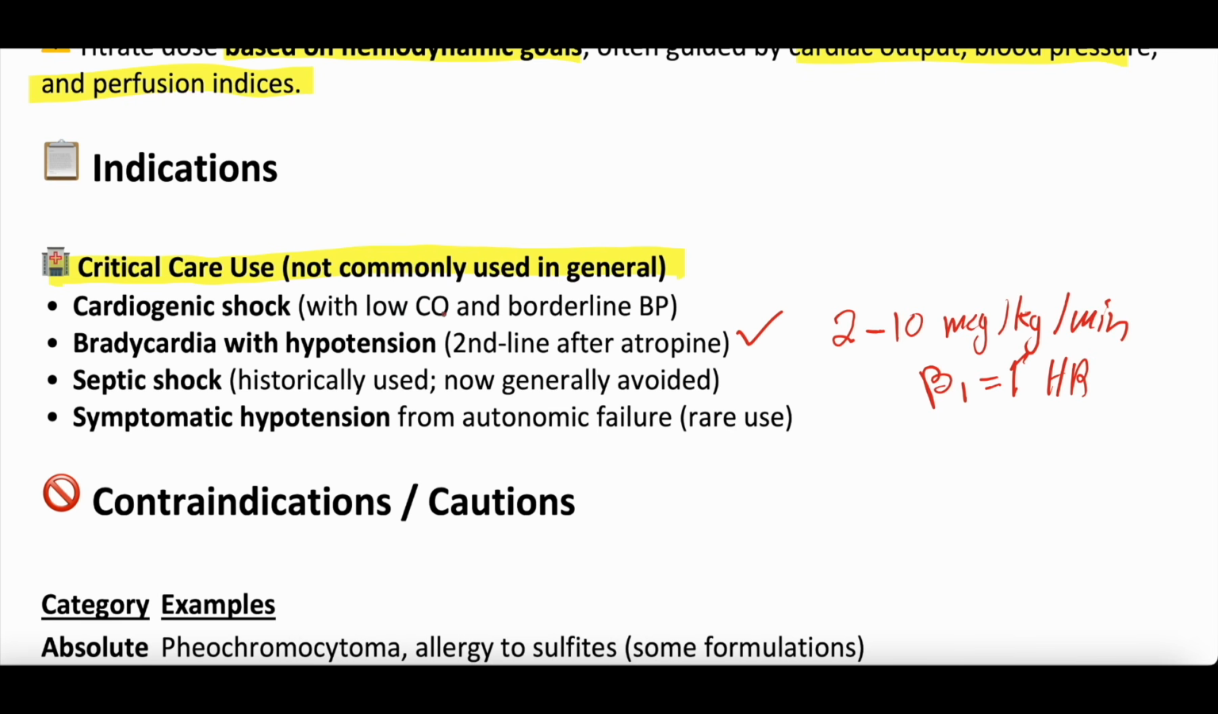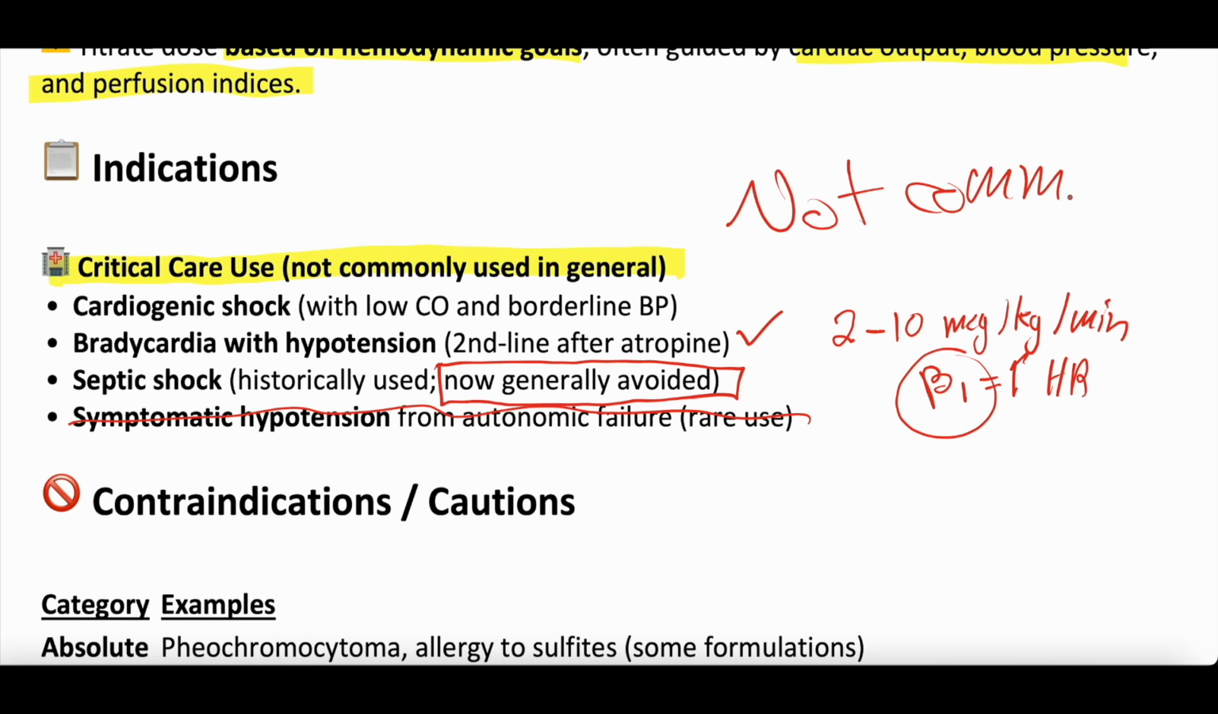Some people still use it in cardiogenic shock, right, at those 2 to 10 microgram per kilogram per minute doses, primarily affecting beta-1 receptors, although we don't tend to do that. Historically, it was used in septic shock, but this is not really done anymore. Evidence would suggest that this is a worse option than norepinephrine, so you should just use norepinephrine, not dopamine, in septic shock. And then symptomatic hypotension, this isn't really a thing anymore either. So this is not commonly used, with the one caveat being, and although we don't do it because we would just use epinephrine, that you could consider using it for bradycardia at those lower doses.